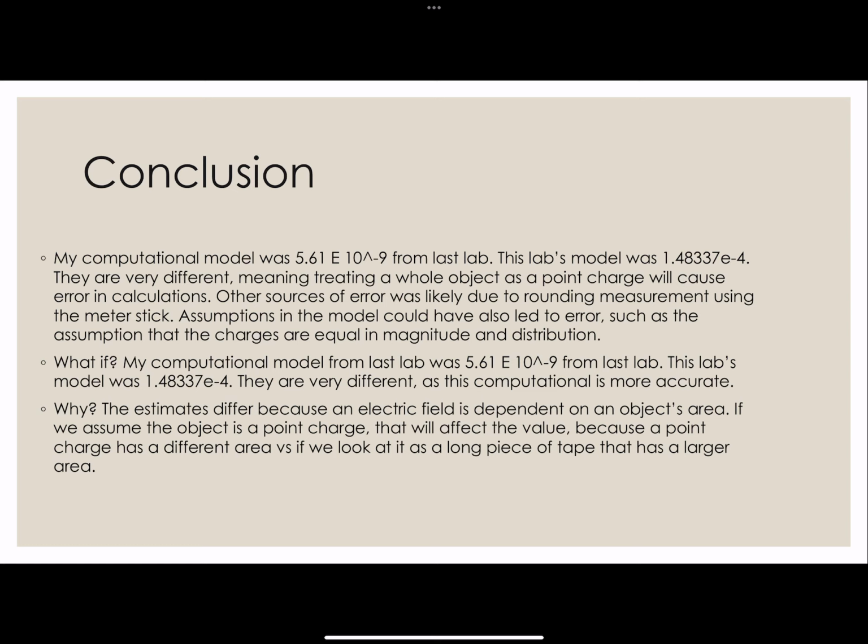To answer the why question, the estimates differ because an electric field is dependent on an object's area. If we assume that the object is a point charge, that will affect the value because a point charge has a different area versus if we look at it as a long piece of tape that has a larger area.